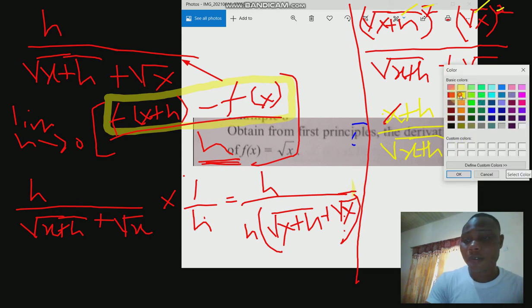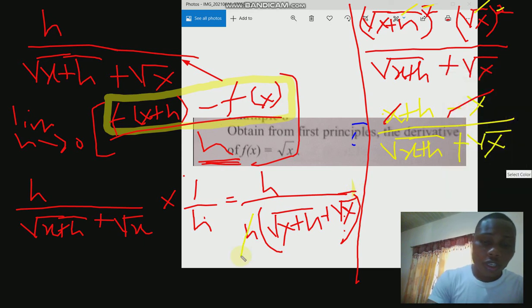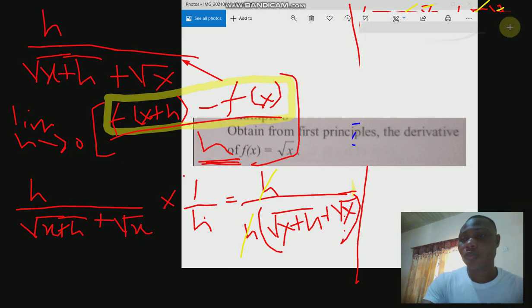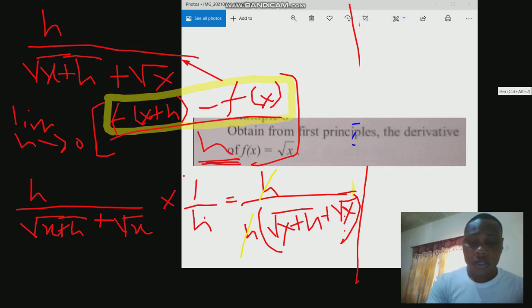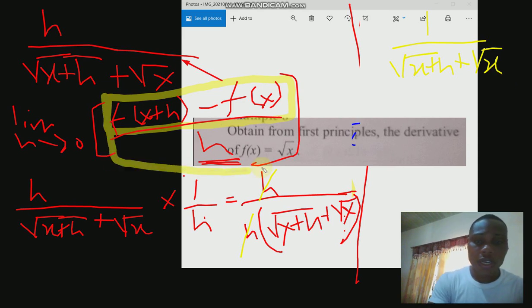Then what will happen? This h will cancel out this h. Then I'll take that part of the equation. I'll be left with just 1 over root of x plus h plus root of x. So now we have solved for this whole thing in the bracket.